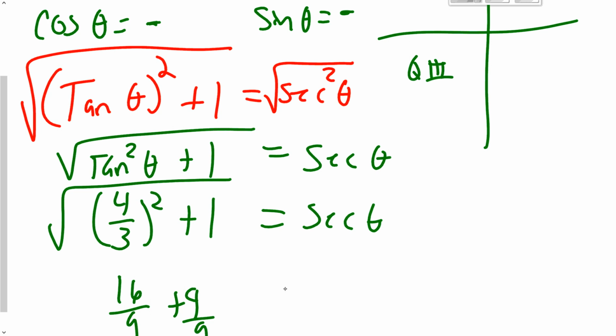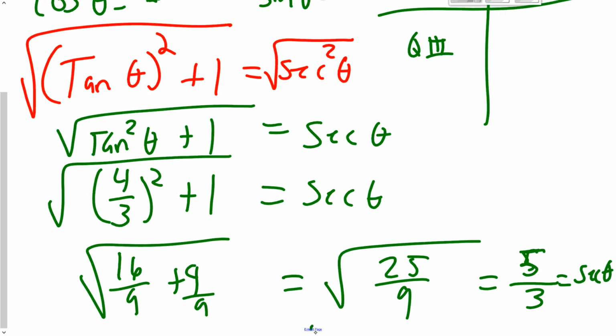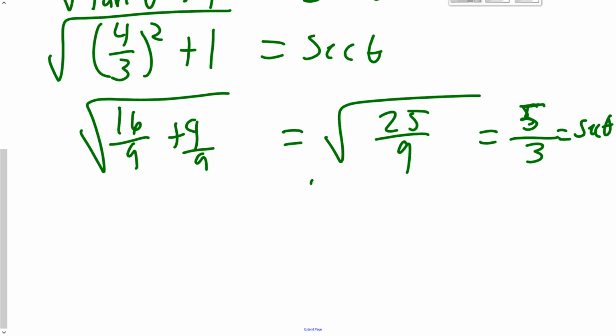So we get, and then we're going to square root it. So that's 25 over 9. Square root of it is 5 over 3, which is equal to secant of theta. But cosine we know is the reciprocal of secant. So all we have to do is just flip that. So 3/5 is equal to cosine of theta.